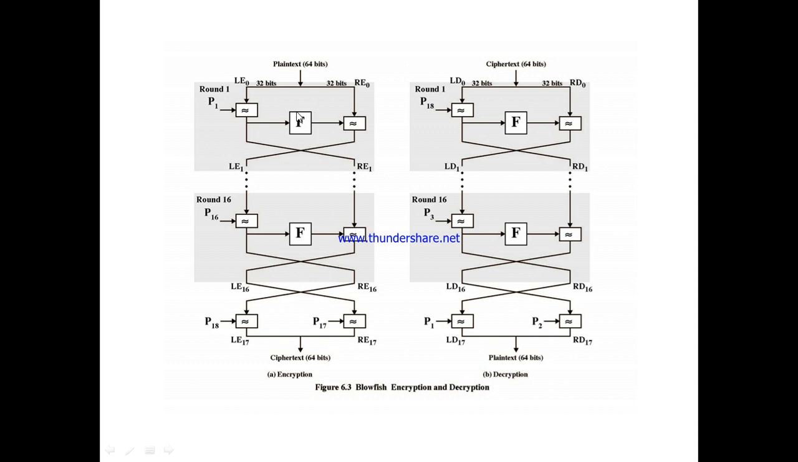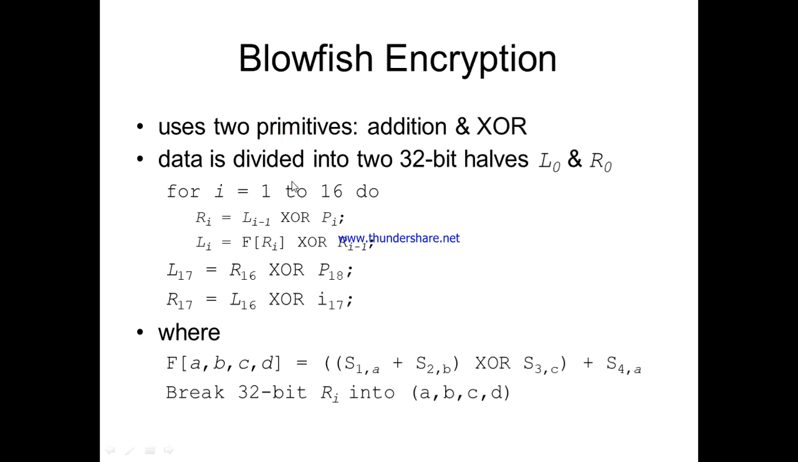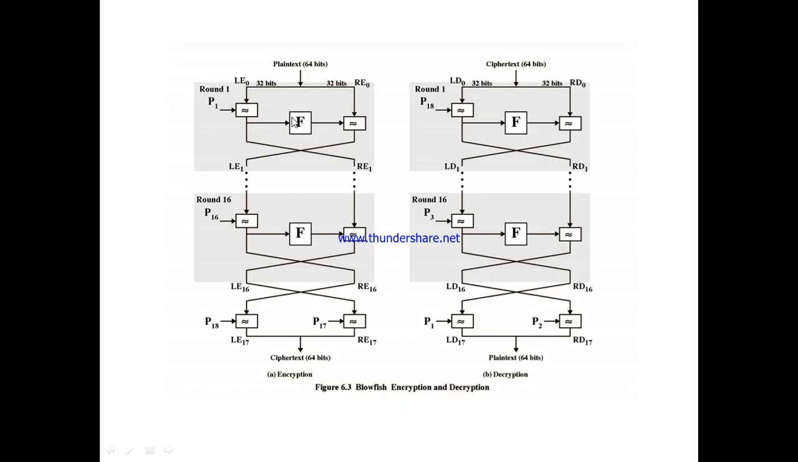We use one function in each round. We have a round function that we represent with F, and in this round function we use the substitution box. How the operation works, we'll see later. And one more thing: in encryption we use the keys from P1 to P18, but in decryption we use them from P18 to P1. So we apply them in reverse order. Clear? The keys in encryption are in forward order, P1 to P18, and the keys in decryption are in reverse order, P18 to P1.